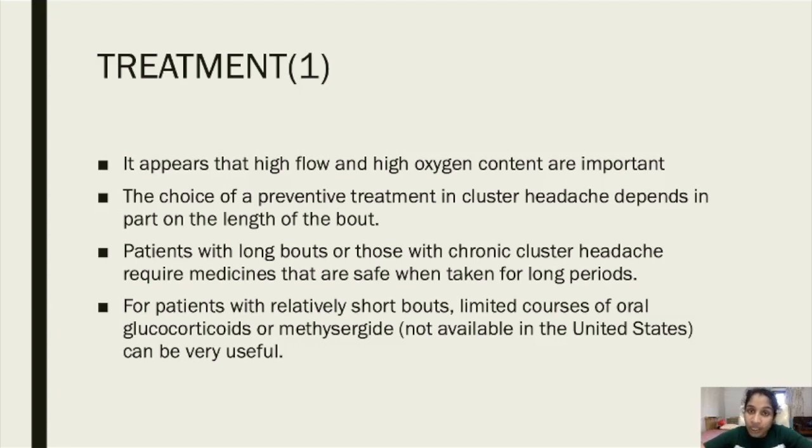So during the acute condition, we can give oxygen. High oxygen content will reduce this attack. And also as for treatment, we have to first see whether it is a long bout or a short bout. For a long bout, the disease is chronic, so we have to give the medicine also for a longer time. So we have to choose a safe medicine. And if it's a shorter bout, we can give glucocorticoids for those short bout patients. So this is cluster type headache.